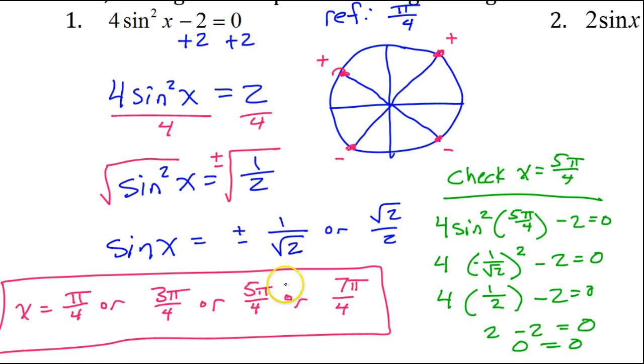Let me mention one more thing. In reality, if we went around and around the unit circle, there are infinitely many solutions to this equation as we go around more times. But we are limiting ourselves to answers between 0 and 2 pi. So we're limiting ourselves to 1 revolution around the unit circle.